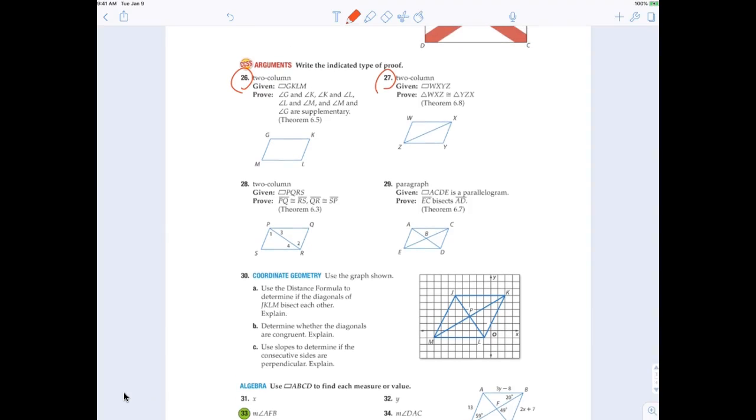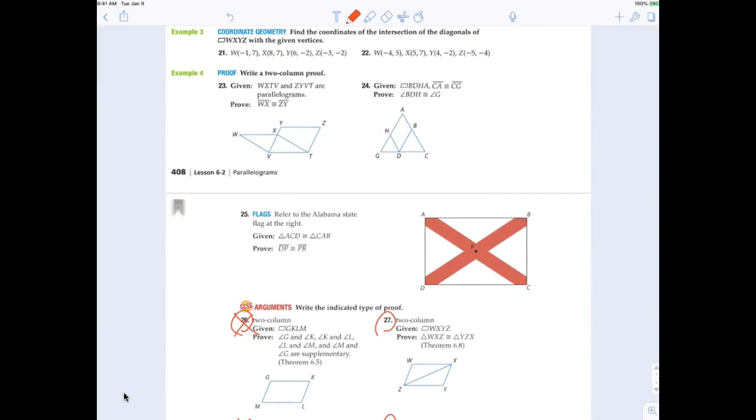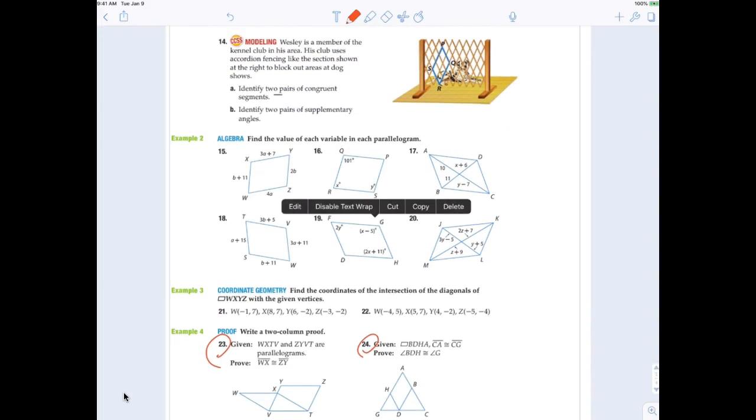Actually, here's what I want to do. I want you to change to 27 and 29. Do 27, 29, and then 23 and 24. They're really not that hard, guys. I think you can do those four proofs kind of easily. The other information is very basic. 15 through 22 are very easy. If you're having any questions or whatsoever, remember, where are the solutions? They are posted. If you're not real sure, look things up.